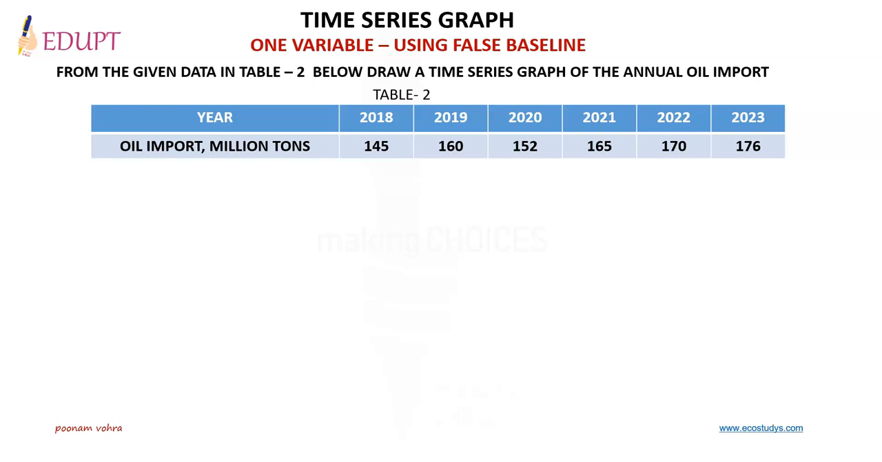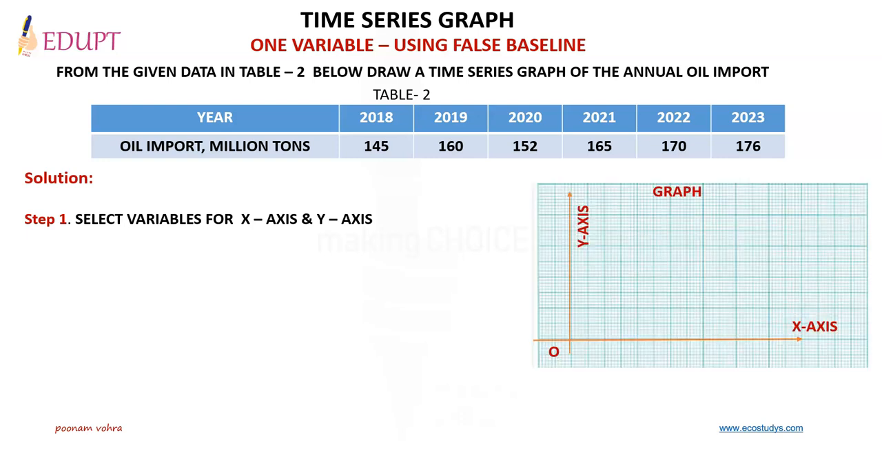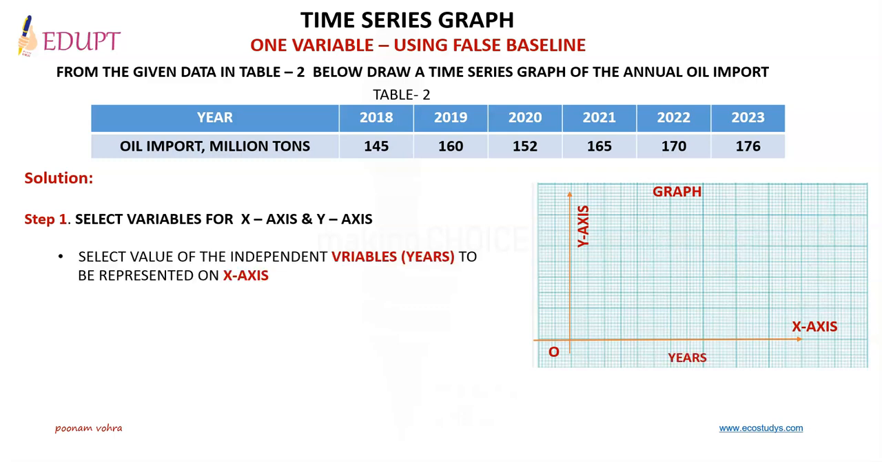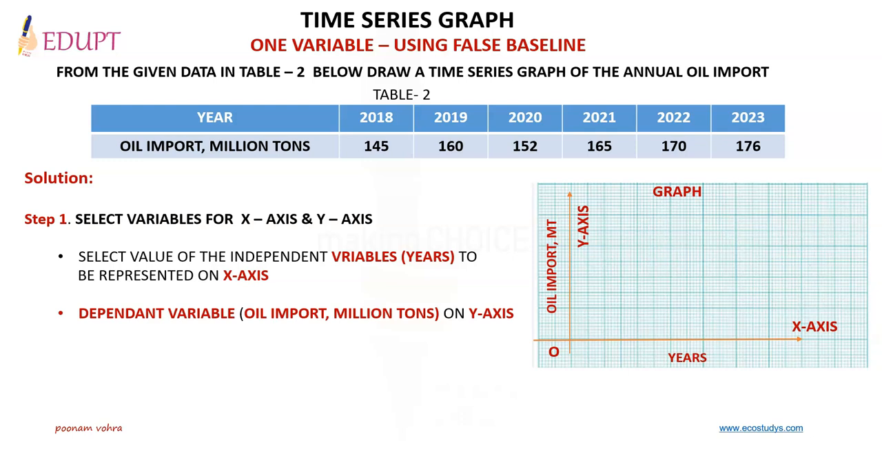Years given are 2018, 2019, 2020, 2021, 2022 and 2023. Oil import is in million tons and various values are given as one can see. Let us go step by step. First step is that you need to select variables for x and y axis. For x-axis, it is the independent variable, which is years in this case. For y-axis, it would be the dependent variable, which is oil import in million tons.